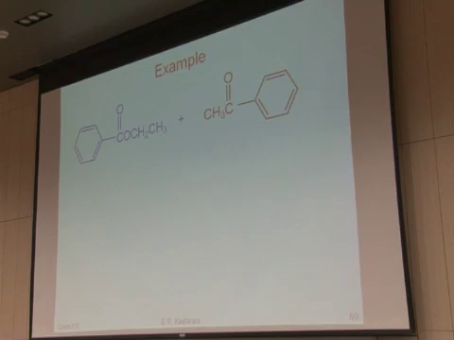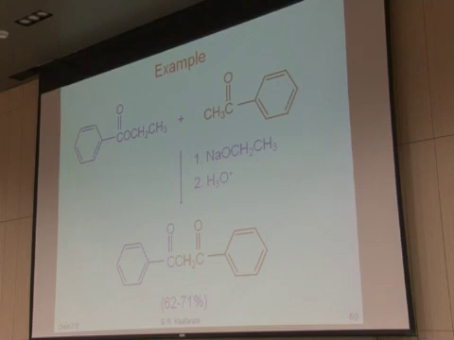Another example, if you take acetophenone with ethyl benzoate, you can get the mixed Claisen condensation product, and in a very respectable yield, in 62 to 71% yield.